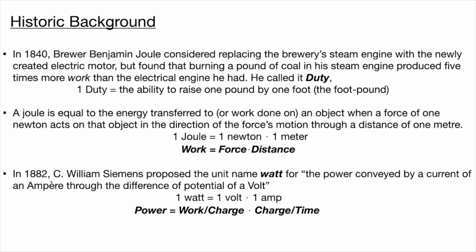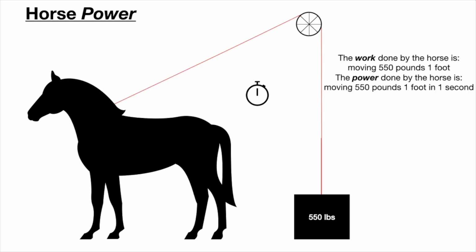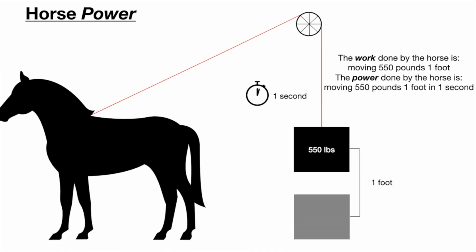This can best be seen in an illustration. The work done by the horse is moving 550 pounds 1 foot. The power done by the horse is moving 550 pounds 1 foot in 1 second.